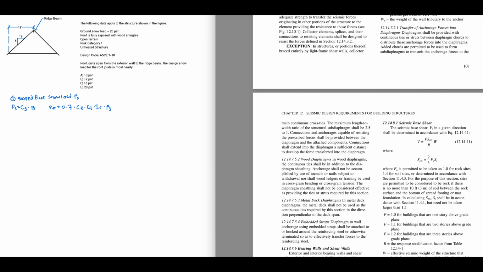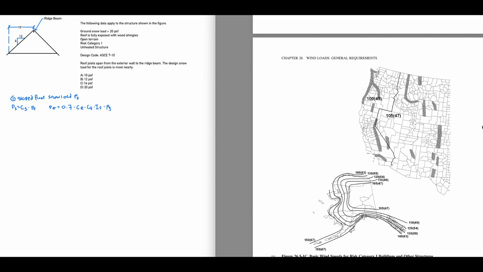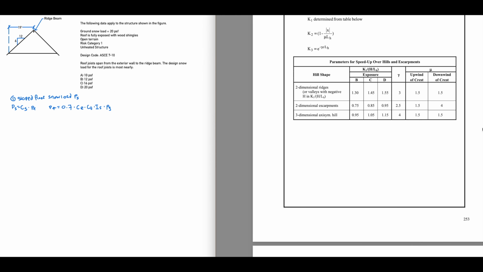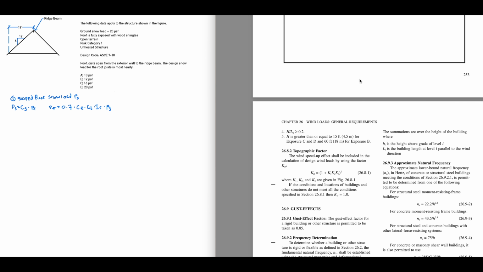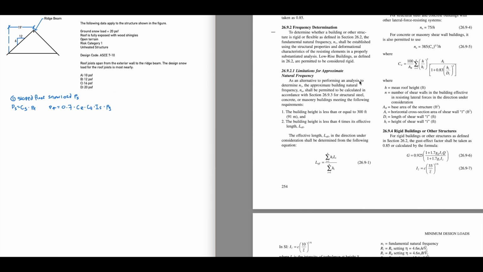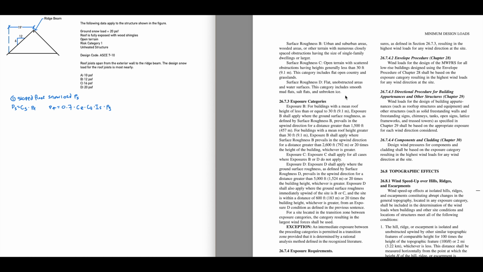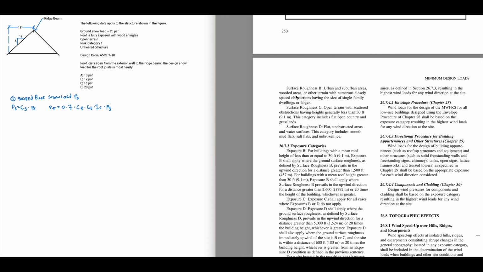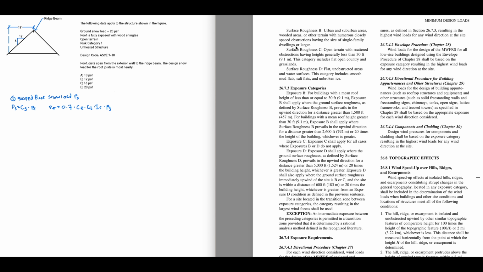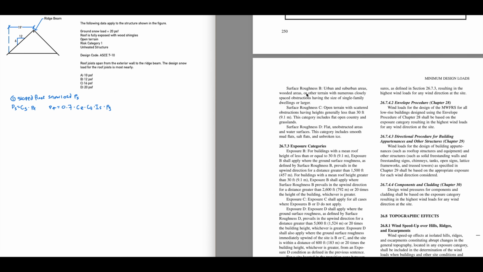So if I go to chapter 26, okay, chapter 26. I want to find the terrain category. So I'm going to go up here, and I find that chapter 26.7 gives me different surface roughnesses. And we see here open terrain, right? That's what we have, open terrain. So surface roughness C, all right? I'm going to write that down. We are surface roughness C.